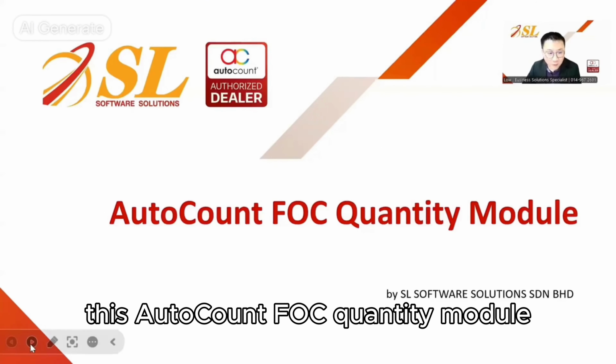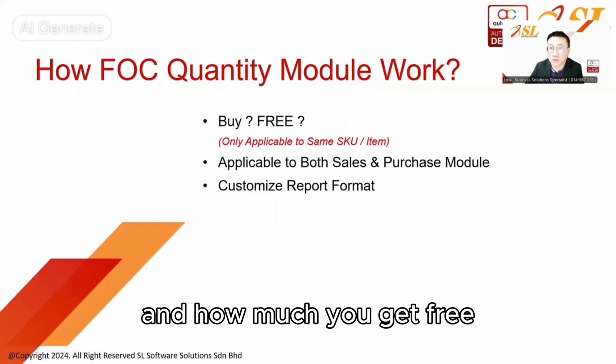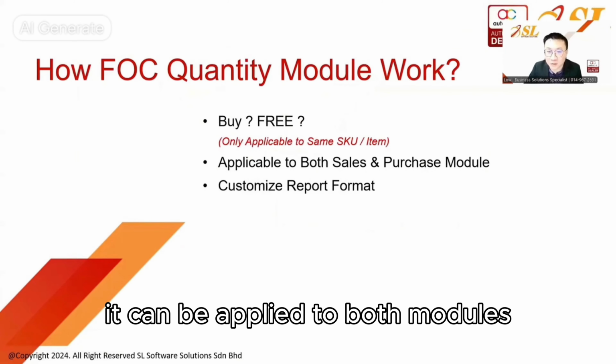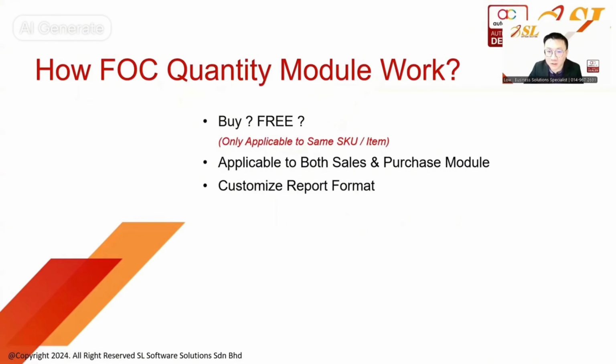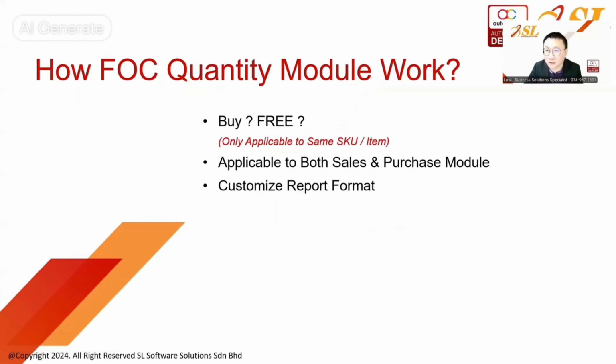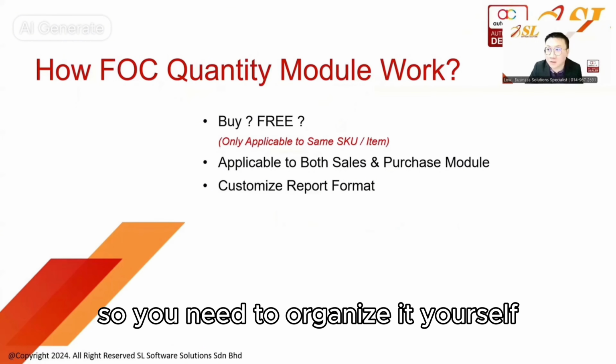This AutoCount FOC Quantity Module mainly deals with how much you buy and how much you get free. It applies to Sims U, and it can be applied not only in the sales module, but also in the purchase module. It can be applied to both modules. However, in some places, you might need to look at the format. Maybe check the purchase invoice or sales invoice format, as it might not have that FOC quantity line. So you need to organize it yourself.